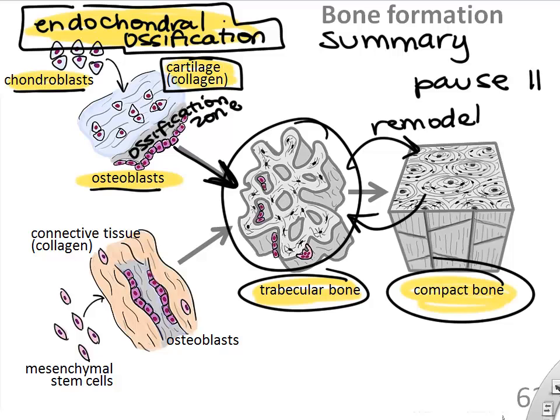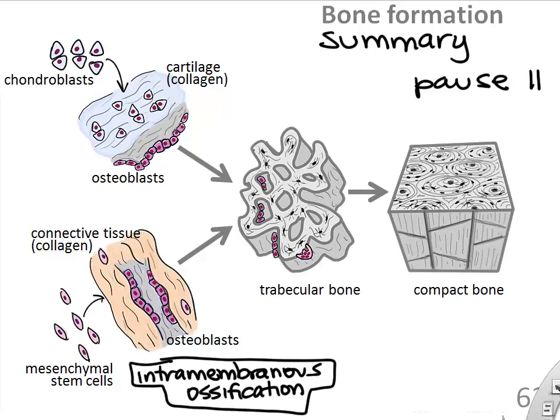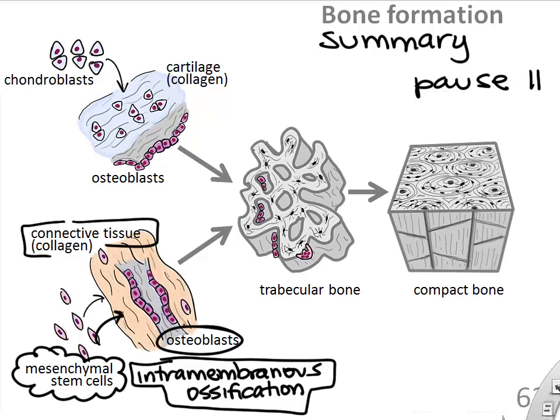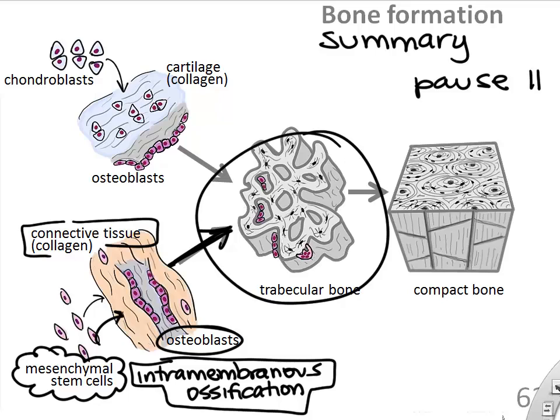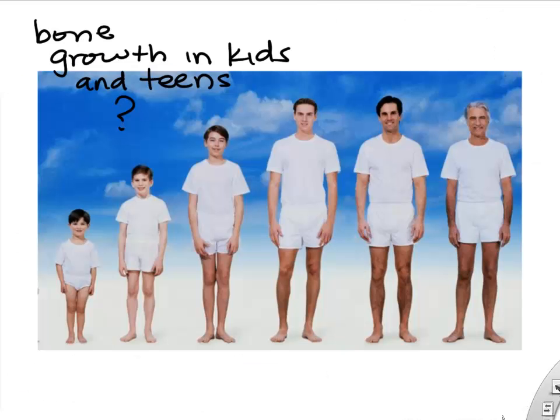The other way we can make bone is if we start with connective tissue and stem cells. If we take some connective tissue stem cells that make collagen connective tissue, and then sheets of that connective tissue are ossified into bone through osteoblasts, we call that intramembranous ossification. Again, we can create trabecular bone or layers on the outside of our compact bone. All right, so two different ways that we make bone from other tissues.